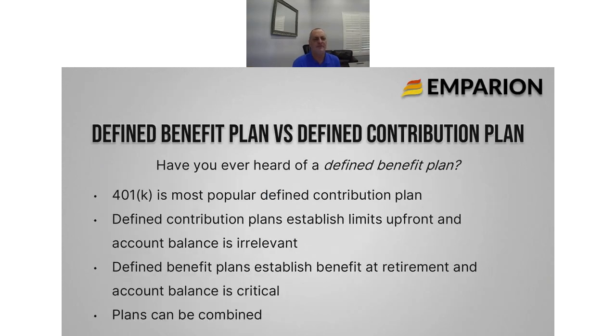We'll talk briefly about the difference between a defined benefit plan and a defined contribution plan. So as we discussed, a defined contribution plan, I'll start off with that, like a 401k or a SEP. There is a defined amount that you can put in up front. There's a limit that you can establish up front. Once you've contributed to that limit, it doesn't matter whether your assets go up or down, because the limits are established up front. But with a defined benefit plan, it works in reverse.